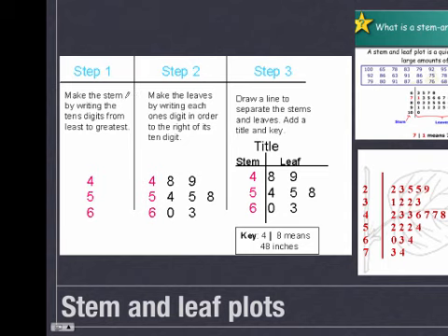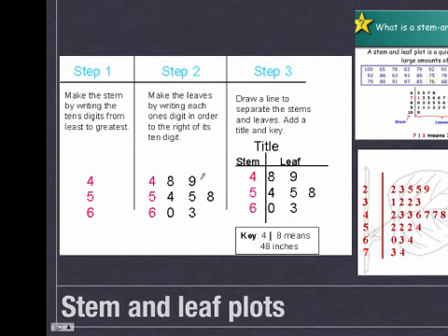So let's move back over here. You're going to make the stem by writing your tens digit from least to greatest. So for instance, this 4 is going to represent a score of 40 something, or in this case, if we look at the key, we see it's inches. So this is going to be 40 something inches. The 5 represents 50 something inches, and the 6, 60 something.